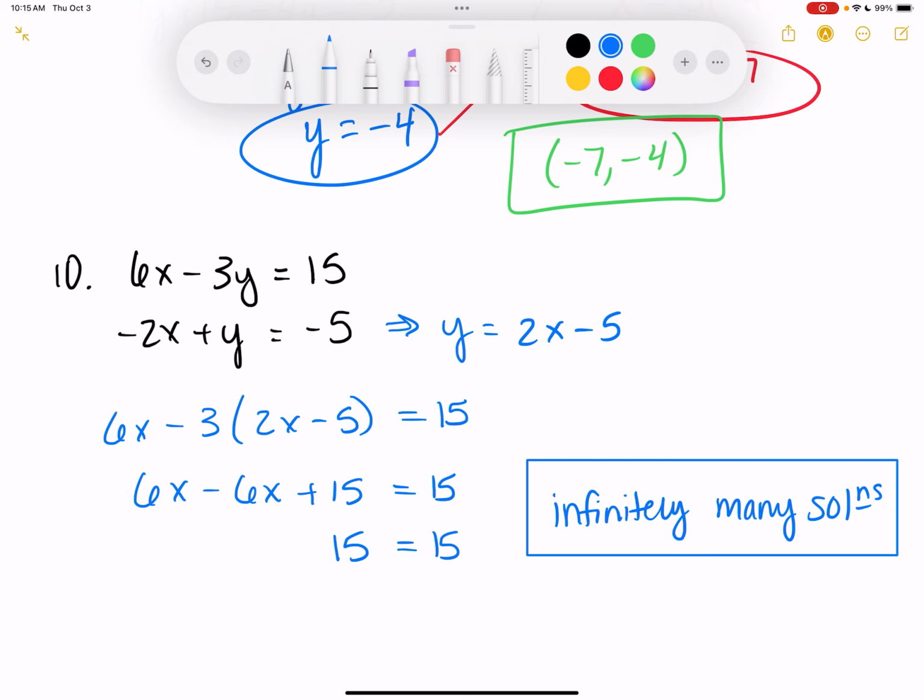If it's a true statement, there are infinitely many solutions. But if you got something like 0 equals 15, that would be incorrect, a false statement. No solution.